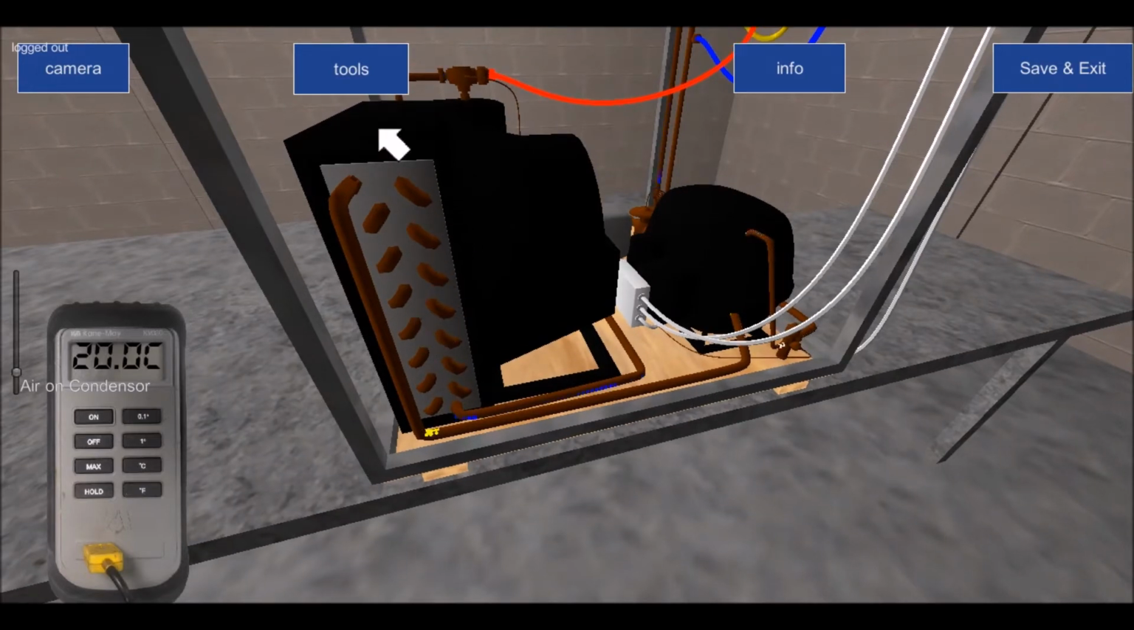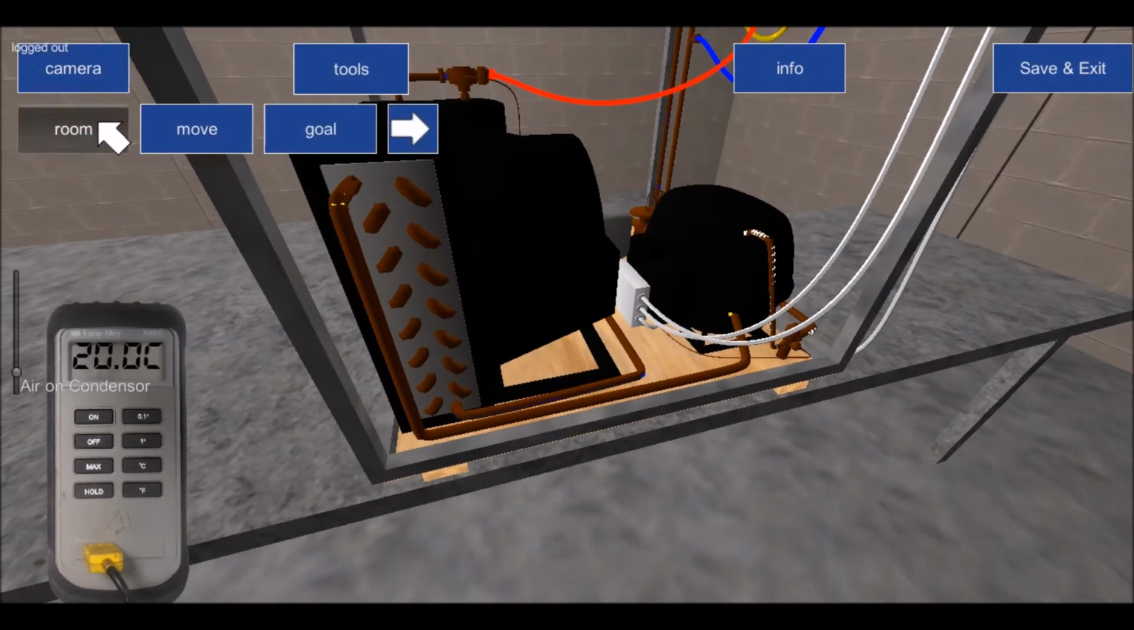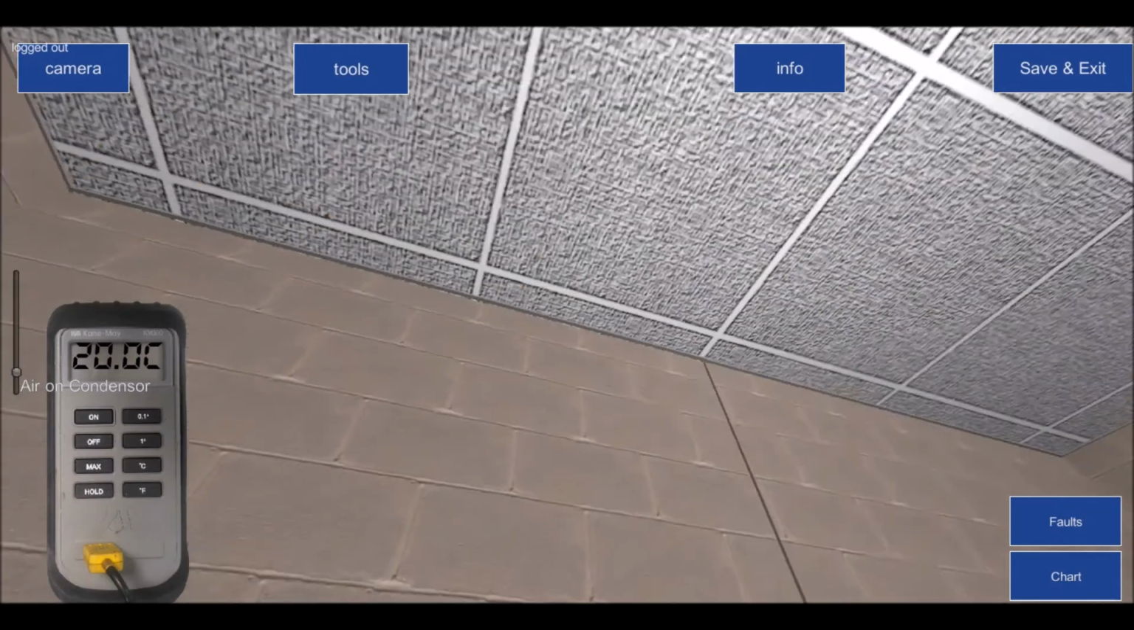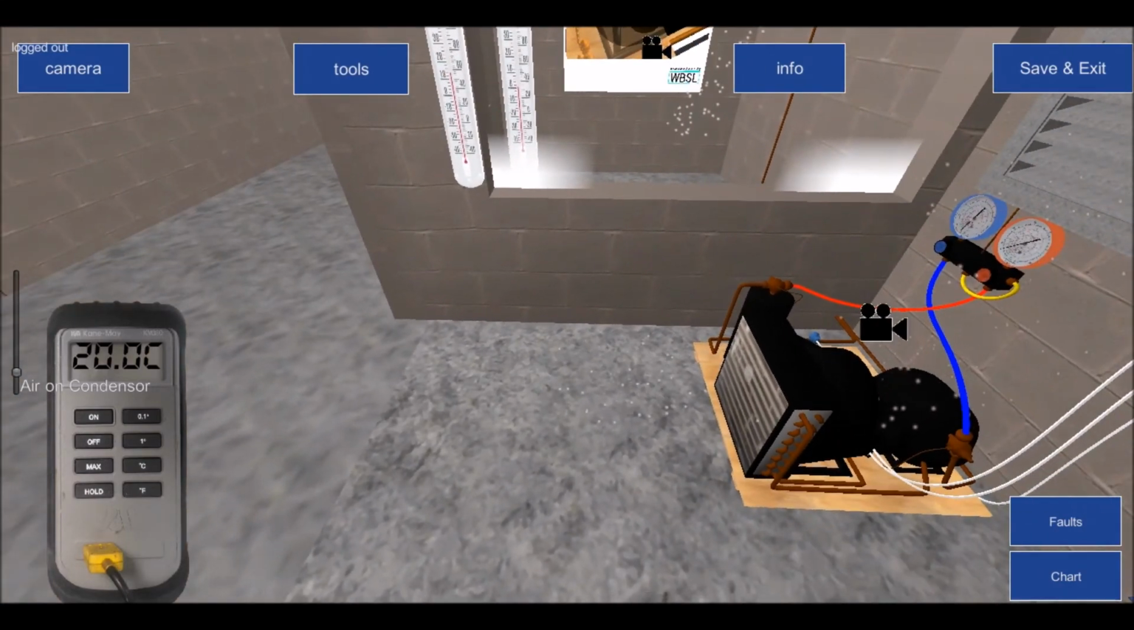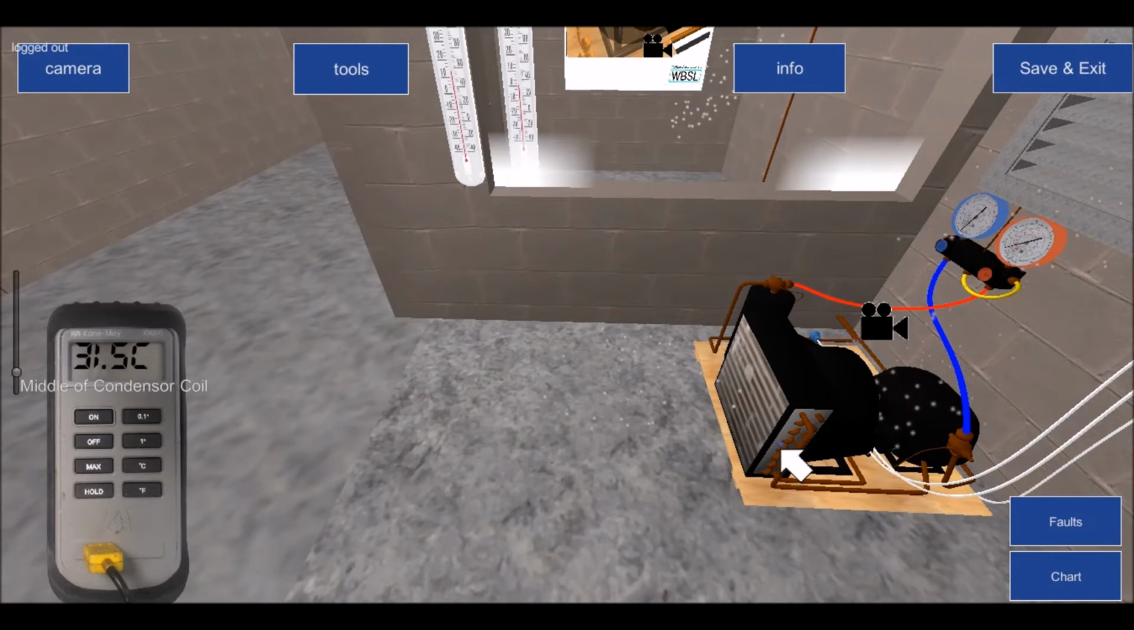Right. Just to do that, I'm just going to go here, it's the same thing. I'm just finding a condenser just to show you. I'm hoping this condenser will allow me. Okay, so I've just put the thermometer here in the middle of the condenser.